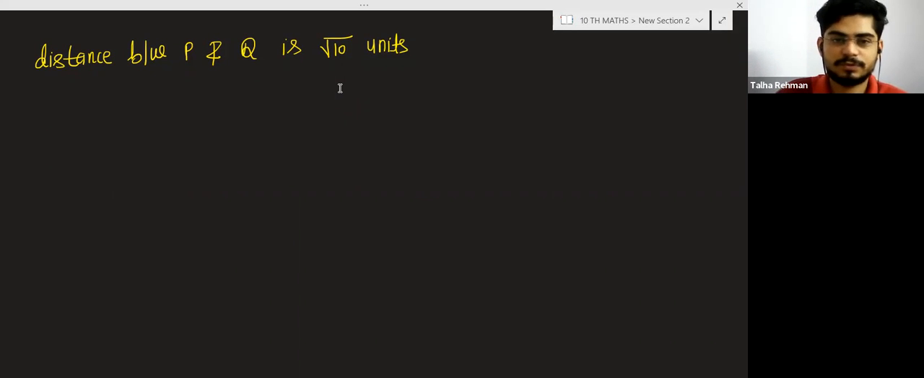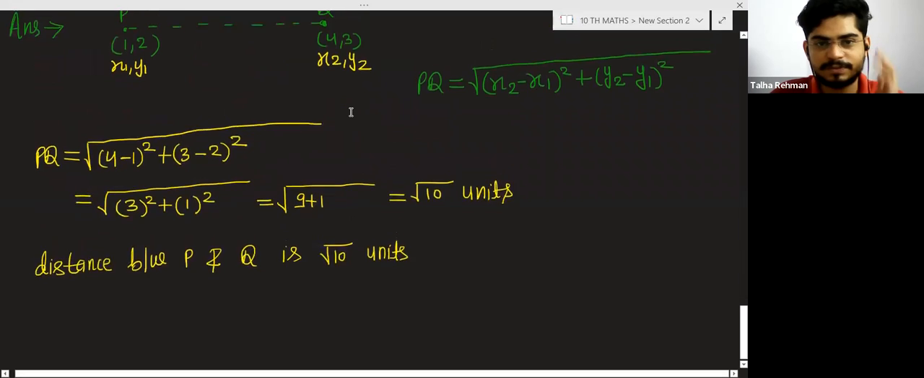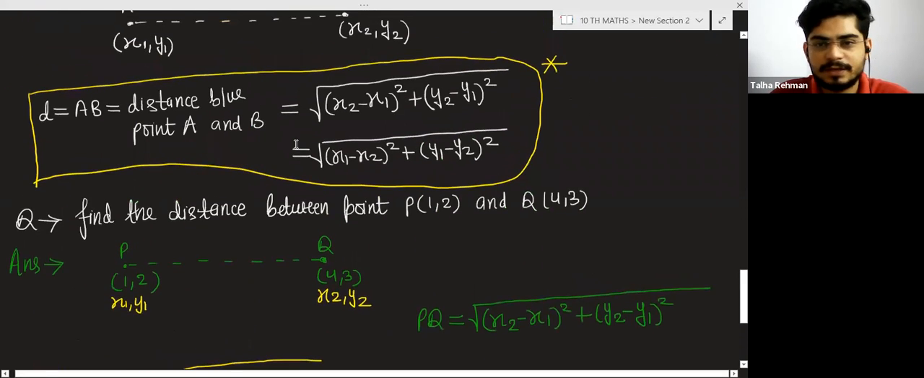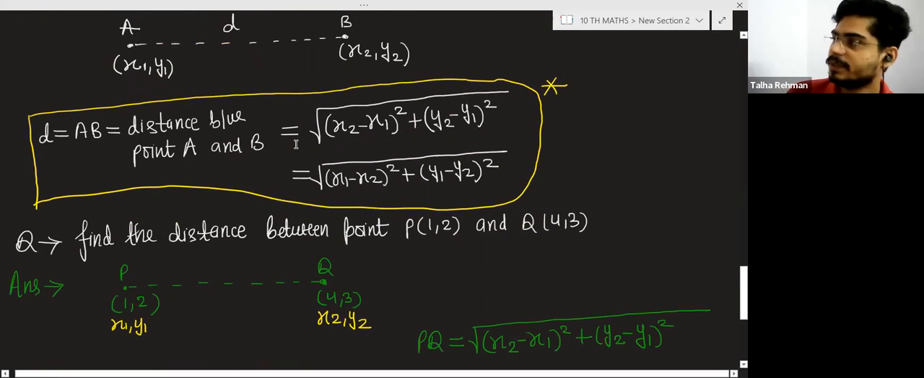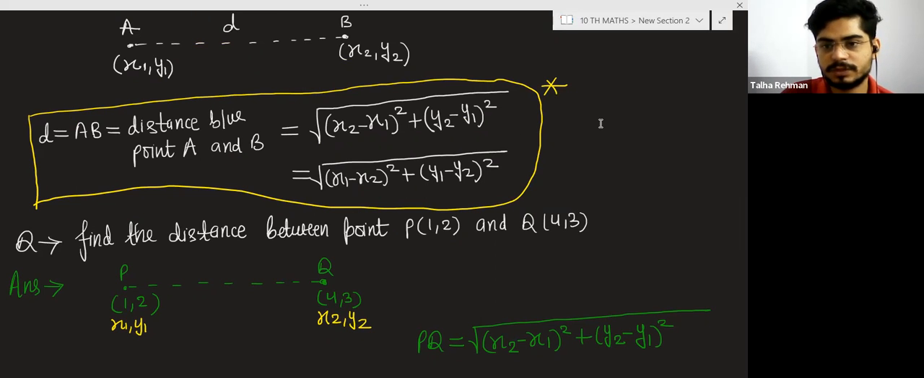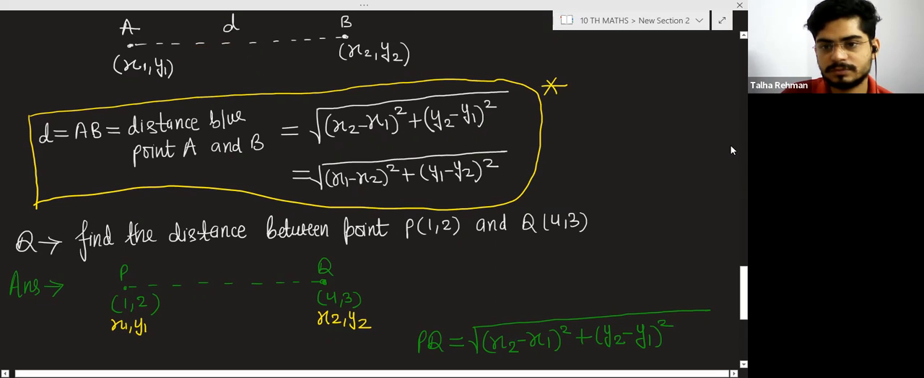So you have seen this. If you want to find the distance between the 2 points, then you will use this formula, and we have done this question.